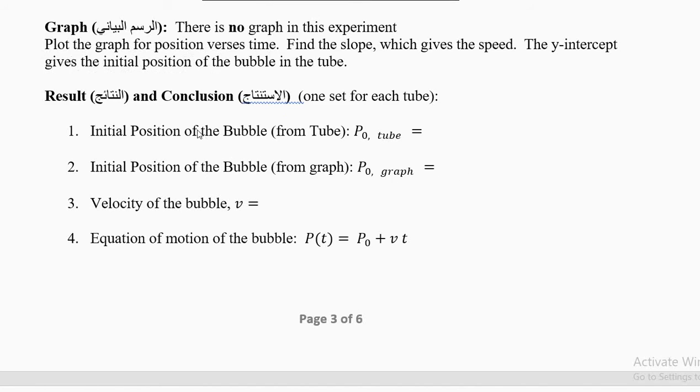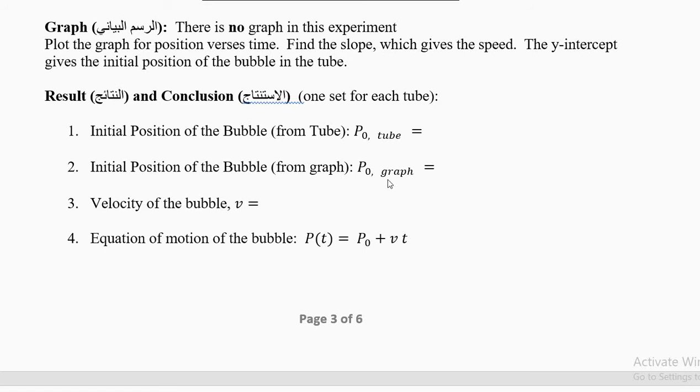After you have finished the experiment, you'll get the initial position of the bubble, P0. Then write the length of the tube. For the tube, you measure it from the tube, then you measure this P0 from the graph, then calculate the velocity from the graph. Then the equation will be P of t equals P0 plus velocity times time. Velocity means speed in this case.